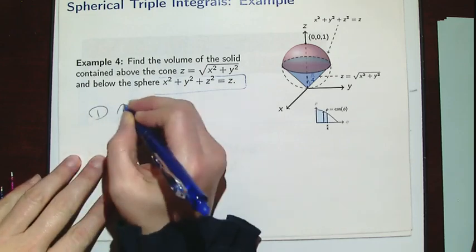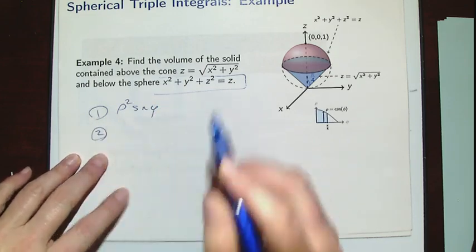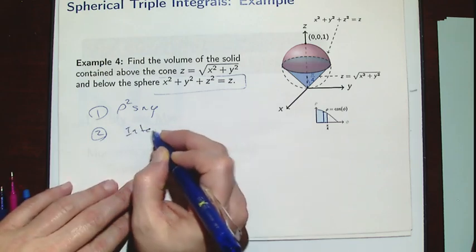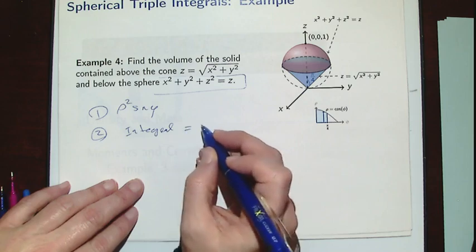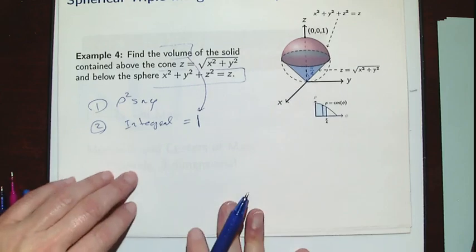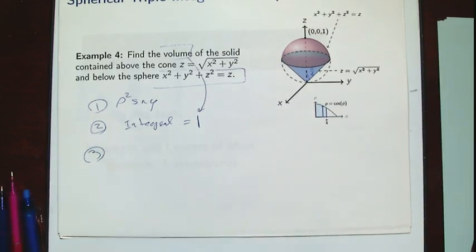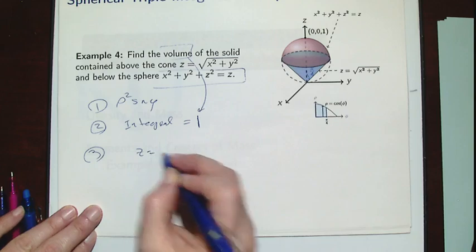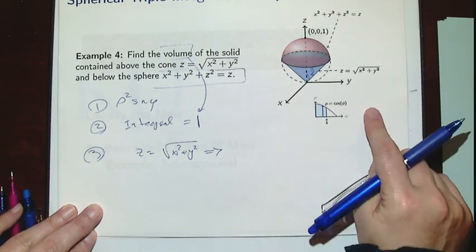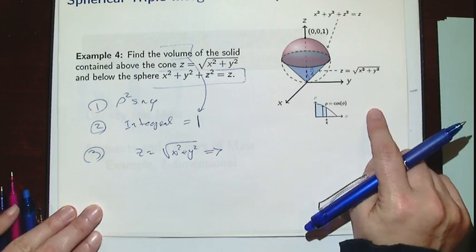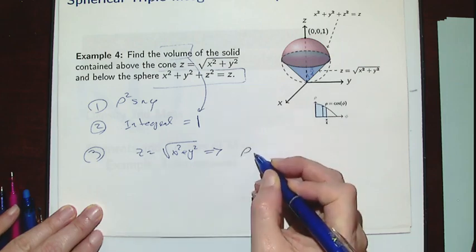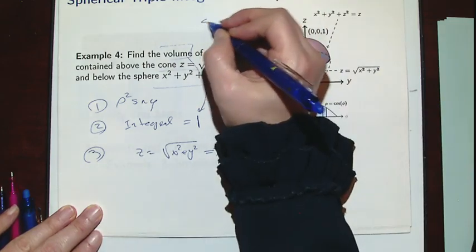So first step, second step, what is my integrand? Volume. Third, let's change the boundaries. So how do I change z equal to, how do I change this one? Again, you're going to do this in cylindrical, then compare and see which one you like better. Z equal to rho, I'm doing spherical.